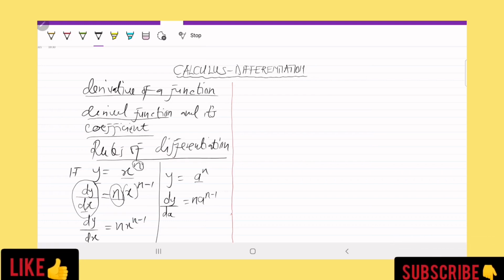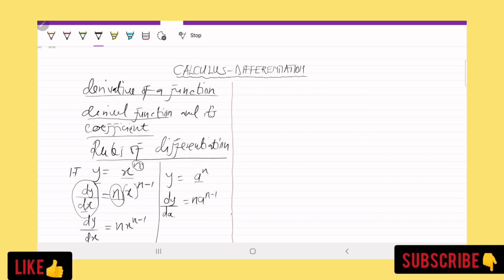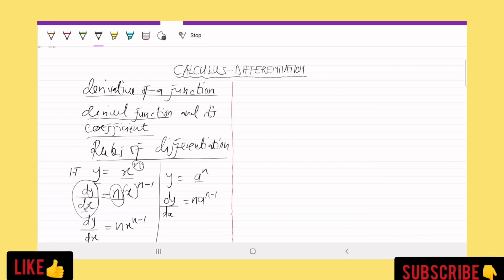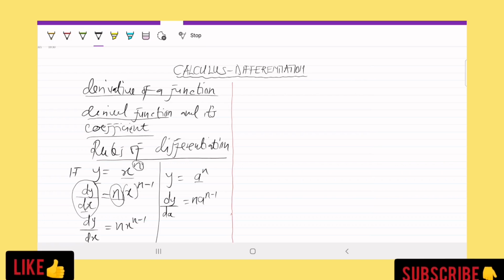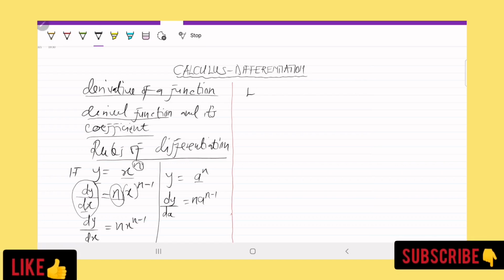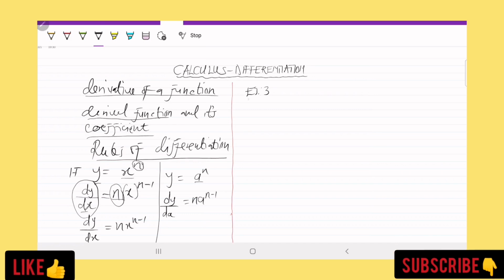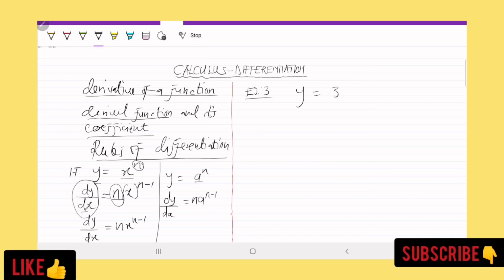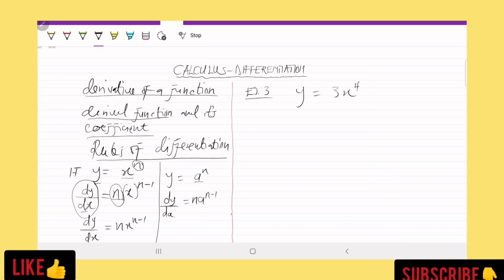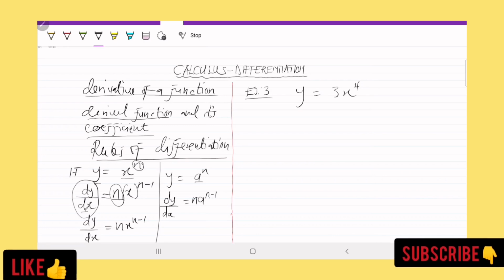So that is something that we need to know when it comes to differentiation, right? So let's take more examples. Let's say I have this one, example 3. I have a function y is equal to, let's say, 3x to the power of 4, and I'm asked to differentiate this. How would I do that?